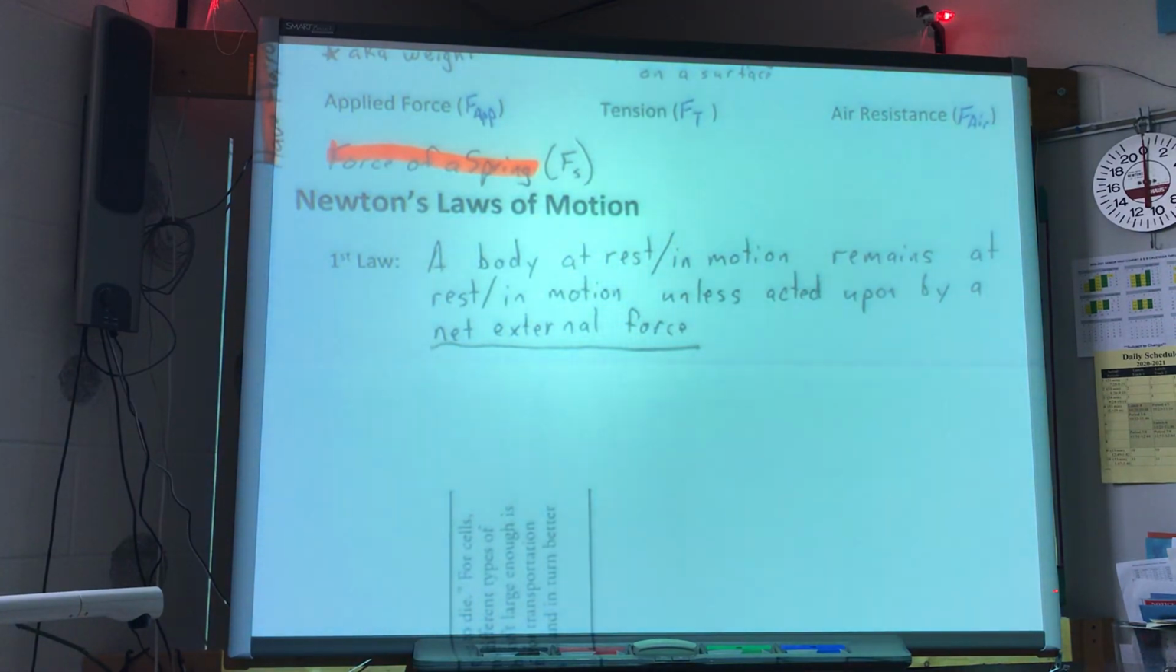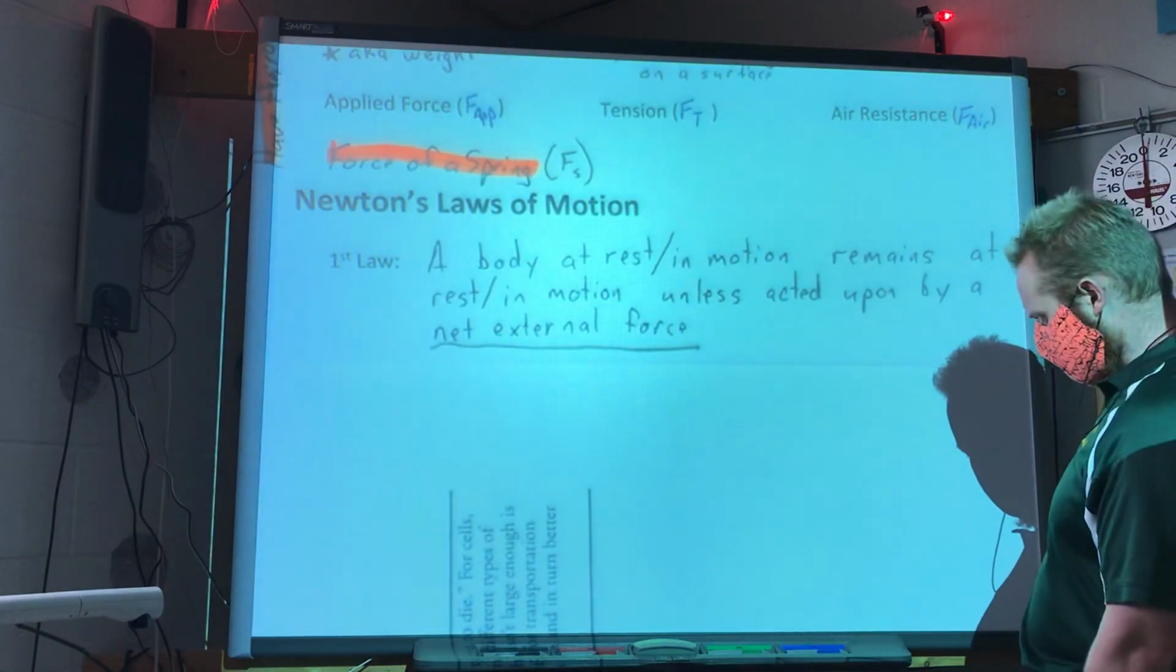Newton's laws of motion. The first one: an object at rest remains at rest unless acted upon by a net external force. There's a slash there because it could also read, a body in motion remains in motion unless acted upon by a net external force. Sometimes instead of saying a net external force, they'll say an unbalanced force. An object in motion tends to stay in motion unless acted upon by an unbalanced force. They sometimes use those terms as well, but they're interchangeable. It's also referred to as the law of inertia.